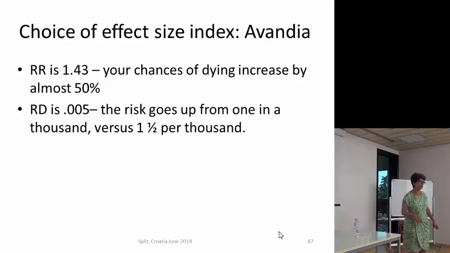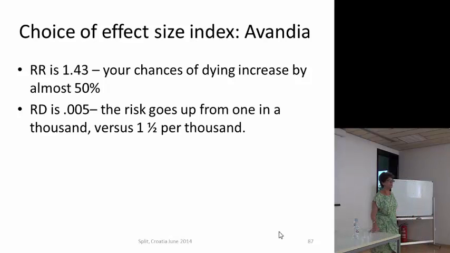Now, if we wanted to look at the risk ratio, the risk ratio was 1.43, which meant that if you took Avandia, your chances of dying from a heart attack or heart failure increased by almost 50%. However, if we wanted to look at the risk difference, it was 0.005, which basically said that your chance of dying from a heart attack goes up from 1 in 1,000 to 1.5 in 1,000. So, framed one way versus another, you might say, well, I don't want to increase my chance of dying by 50%.